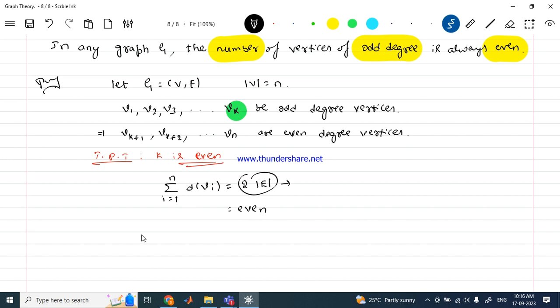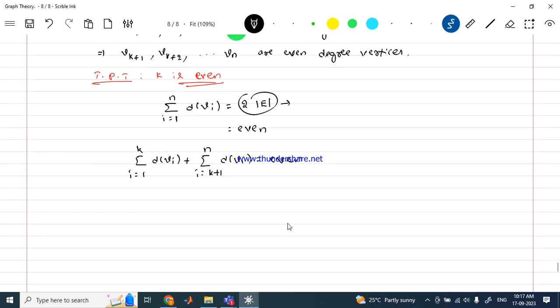Okay, now let me just rewrite this summation. I can just rewrite this summation as summation i equals 1 to k of degree of vi, plus summation i equals k plus 1 to n of degree of vi, is equal to an even number. Now just have a look at this one. This is degree of v1 plus degree of v2, degree of v3 and so on. And what we said, these numbers are what? Even numbers. These are all even numbers. Which means this number becomes what? An even number.